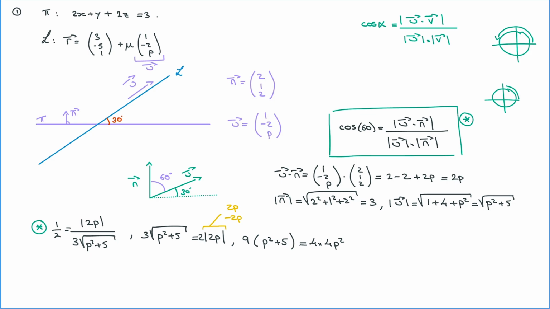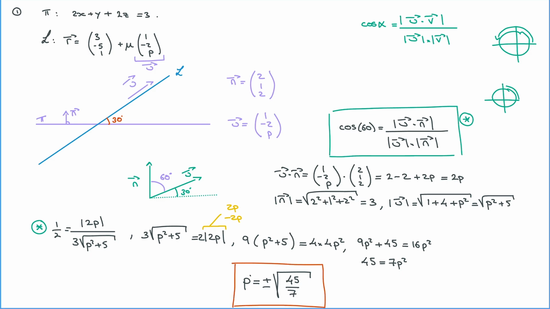Yeah. Good. This therefore turns into 9p squared plus 45, which equals 16p squared. And hopefully you'll agree that's 45, which equals 7p squared. In other words, and I'll write it in the center at the bottom here, p is going to equal plus or minus the square root of 45 over 7. That should be your final answer. Done. Okay.